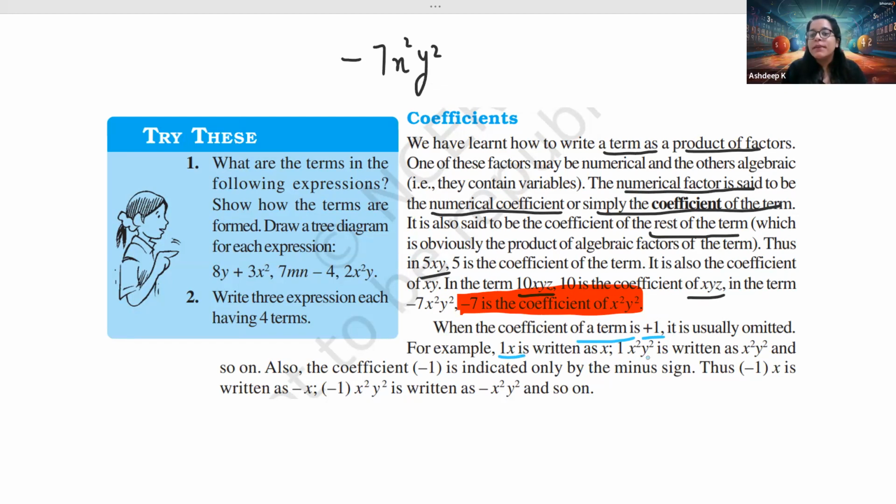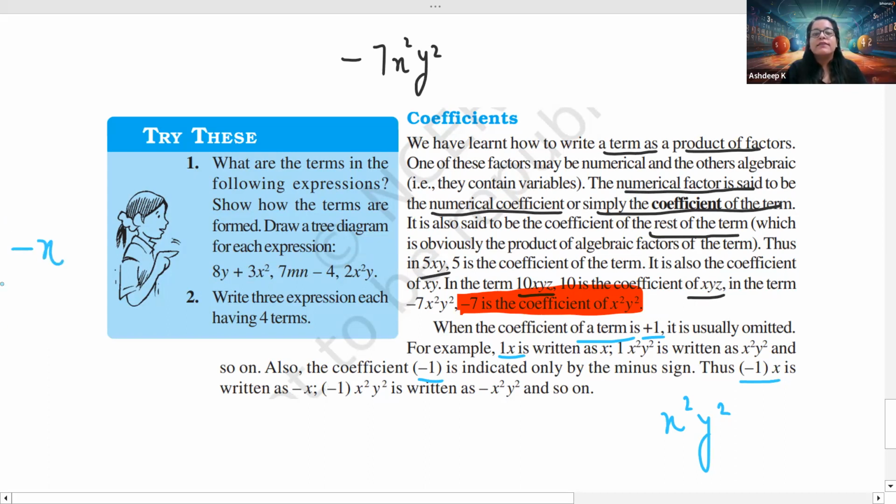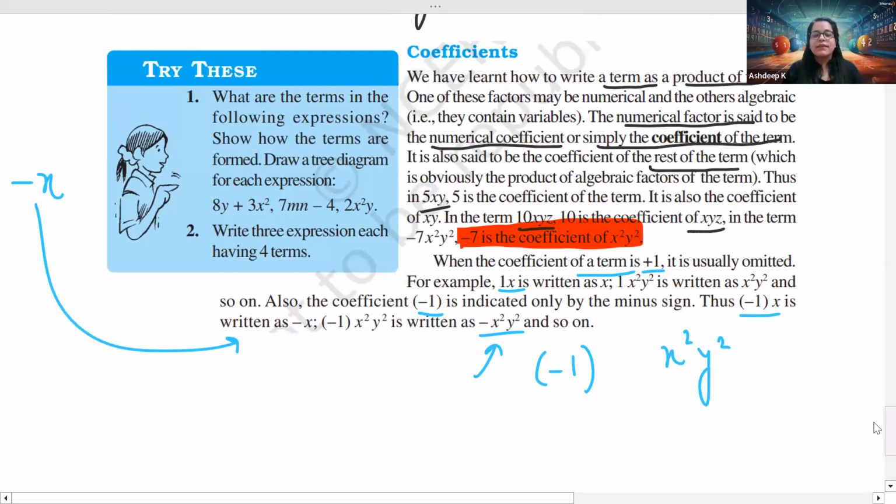Okay, so now if we have x square y square, here also we do not have any numerical part, so it's obvious we will take 1 as its coefficient. But on the other hand, if we have the coefficient minus 1, it is indicated only by the minus sign. Like let's suppose we have minus 1x, we simply write it as minus x. Similarly, if we have x square y square multiplied by minus 1, we simply write it as minus x square y square. And it's obvious here the coefficient would be minus 1. I hope you all are clear up till the basic things that we discussed.